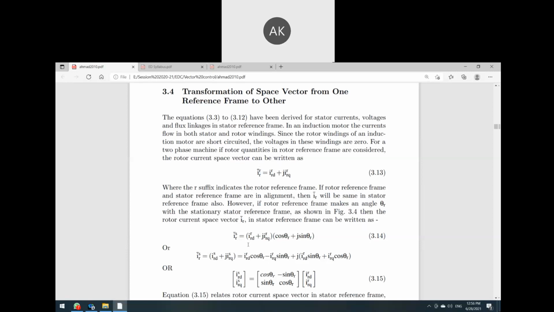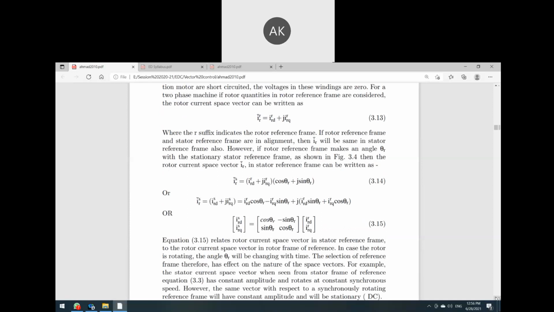So the rotor current in the stator reference frame equals (IRD + j IQR) into (cos theta R + j sin theta R). Or if we solve it, we can say that the rotor current in the stator reference frame, IRD in IRS, equals the matrix [cos theta R, minus sin theta R; sin theta R, cos theta R] into [IRD, IRQ]. Means from this equation, we can convert the rotor current into the stator reference frame.